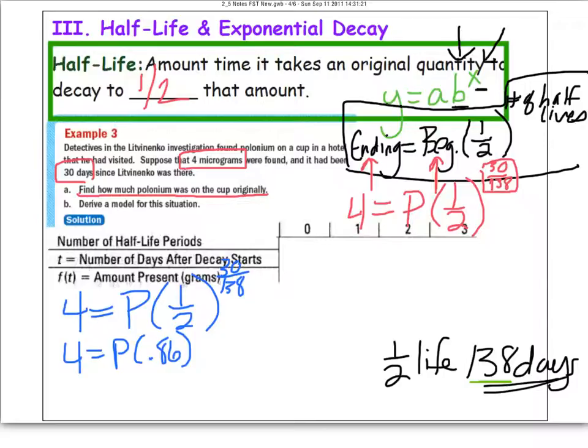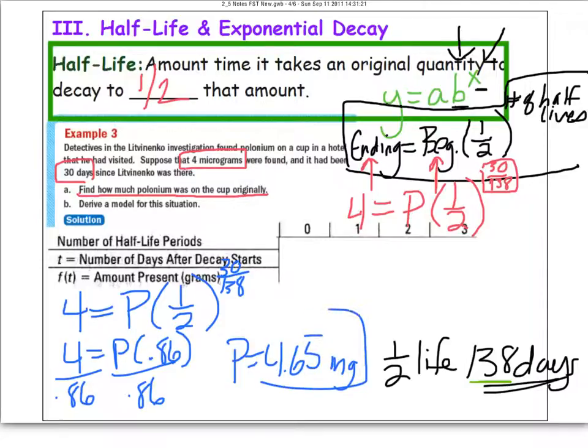Now to solve for P, or original polonium, just divide both sides by the 0.86, and we will get our answer that the original amount of polonium on that cup looks like it was 4.65 micrograms.